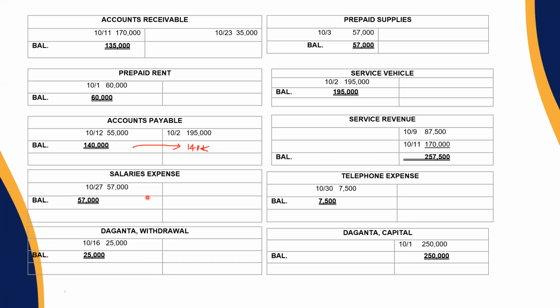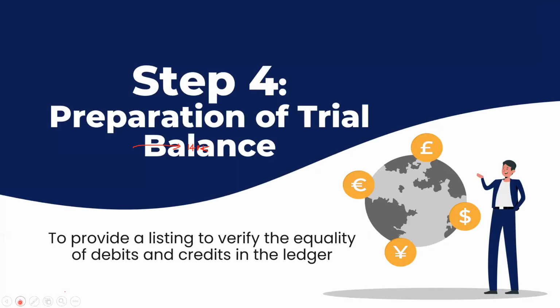So, after you summarize it, makikita mo yung balances for each account titles, for each account. After mo ma-summarize yung each account, ito yung mga balances ha. 135, 57, 60, 195, 140, yan, etc. 257, 57, 75, 25,000, and 250. That's the balances for each account titles. Now, what's next? Ano bang next sa step 3? What is next after the general ledger?